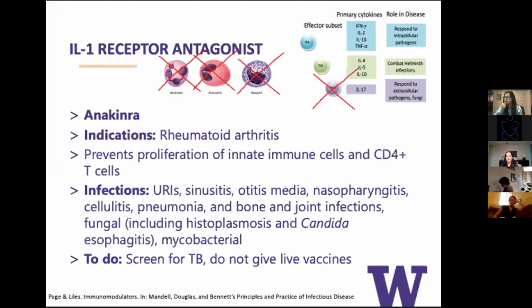polarized T cells, patients on IL-1 receptor antagonists are at an increased risk of upper respiratory infections, sinusitis, otitis media, nasopharyngitis, cellulitis, pneumonia, as well as bone and joint infections, as well as fungal infections, including histoplasmosis and candida, and mycobacterial infections. I hope you're starting to sense a theme here that these patients should also be screened for tuberculosis, and live vaccine should be held for these patients.